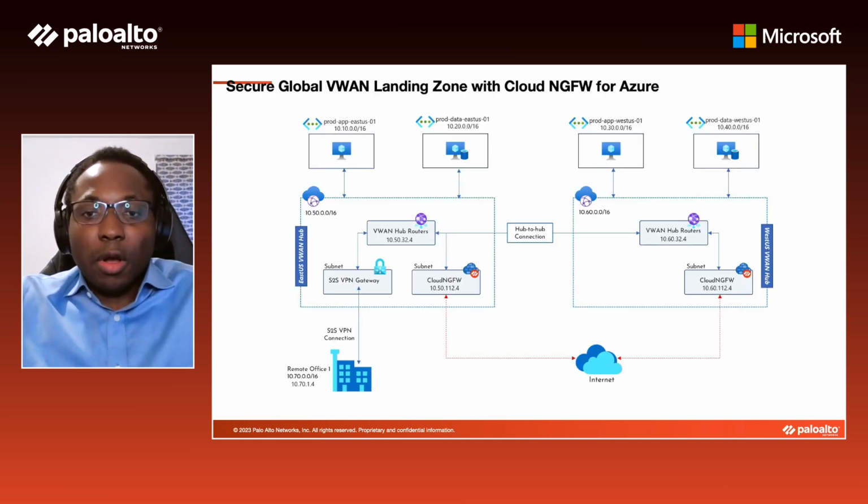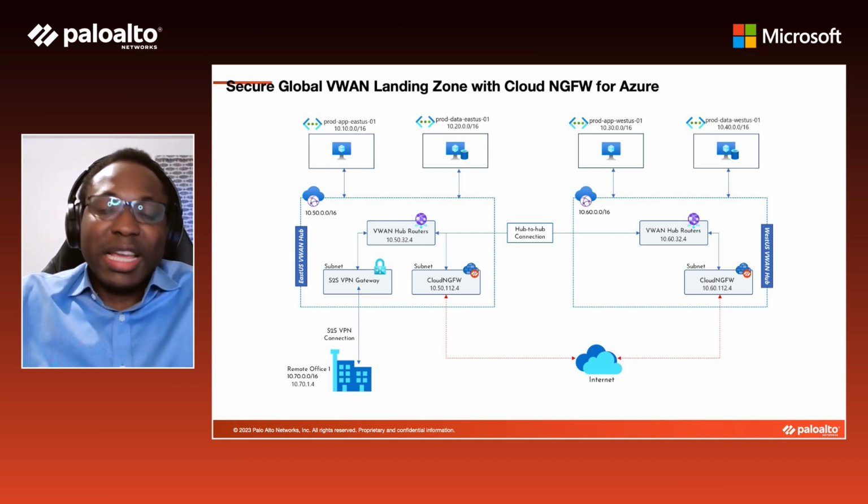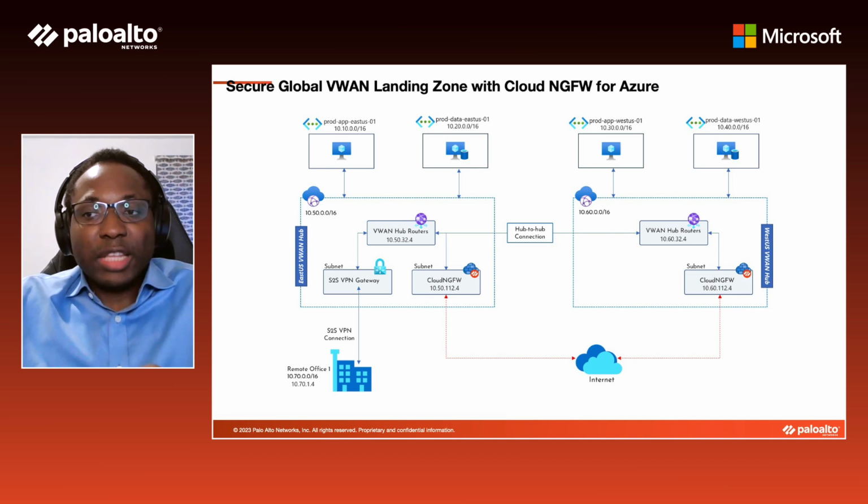Here is an example of that in action with a secure global virtual WAN landing zone architecture. So in the scenario that you can see on the screen, you have a single virtual WAN with two virtual WAN hubs spread in different regions in Azure. You have different virtual networks in Azure that are connected to the local virtual WAN hub. You have a site-to-site VPN connection, or it could be an ExpressRoute gateway connection, that's connected into one of the virtual hubs. And now you have the Cloud Next Generation Firewall resource deployed into each of the hubs to provide that secure protection for both inbound and outbound traffic flow.